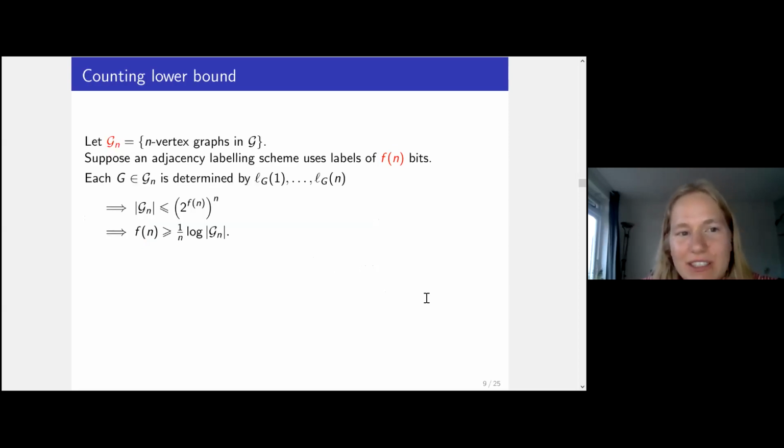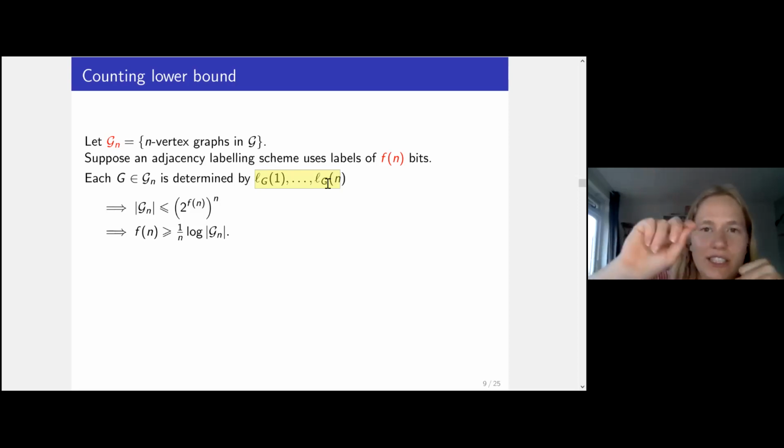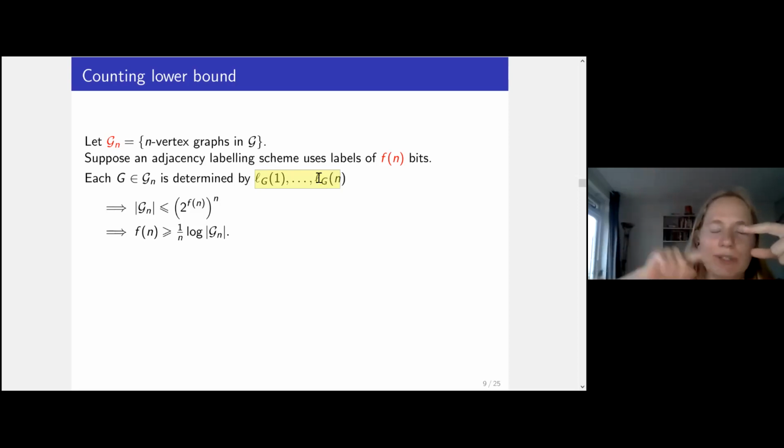And that's just by counting the number of n-vertex graphs in our graph class. So whenever we have an adjacency labeling scheme that uses f(n) bits, we can actually recover the graph itself from its sequence of labels, the labeled graph. Because I look at these labels, I just name them 1 up to n, and now I just ask all the time, is 1 supposed to be adjacent to 2, yes or no? And that gives me back the original graph.